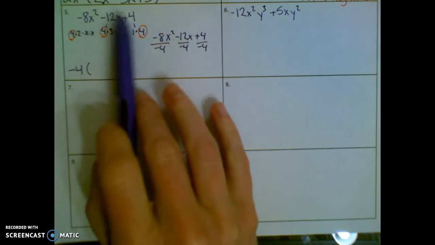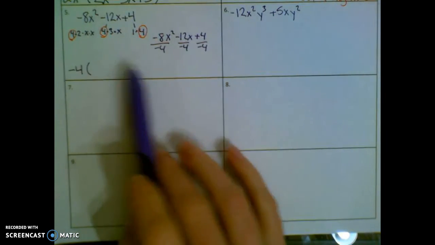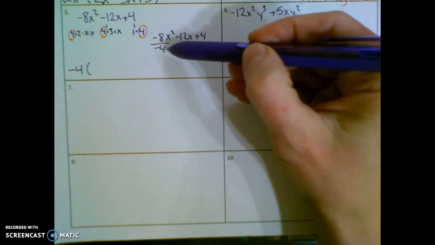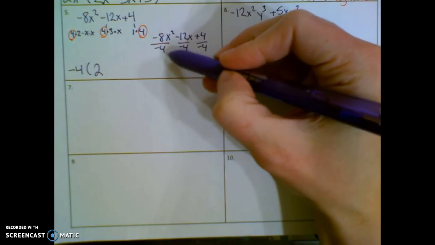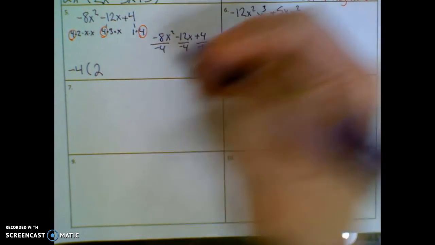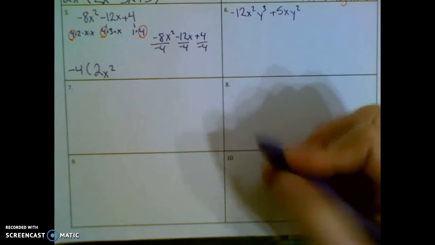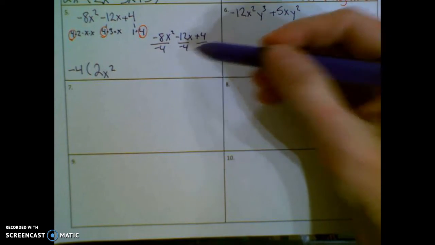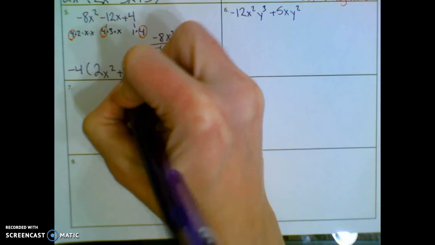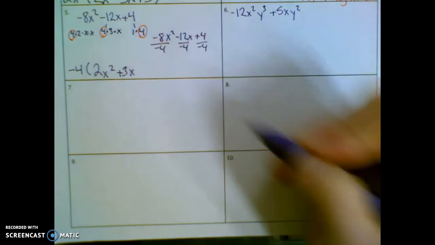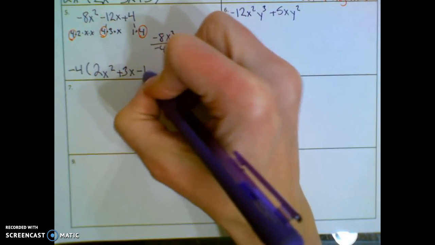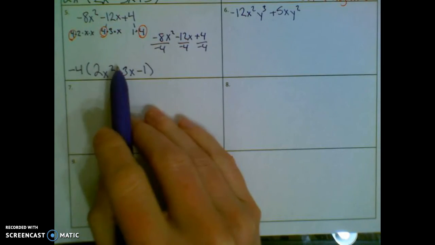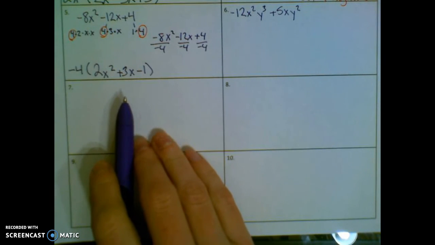Again, if I have 3 terms, I should have 3 terms on the inside. What is negative 8 divided by negative 4? Well, that's going to be a positive 2. There's no dividing by a variable, so x squared divided by nothing is still x squared. Negative 12 divided by negative 4 is a positive 3. x divided by nothing is an x. And positive 4 divided by negative 4 is a negative 1. You can always check your answer by distributing again.